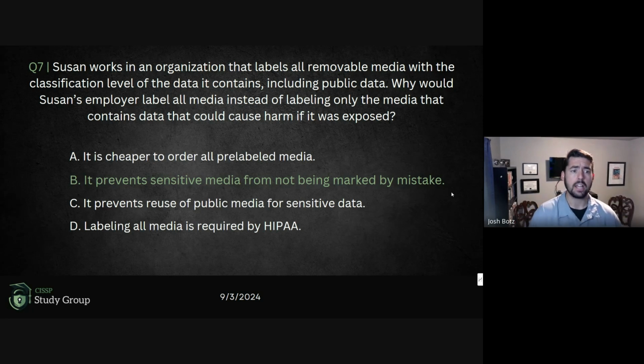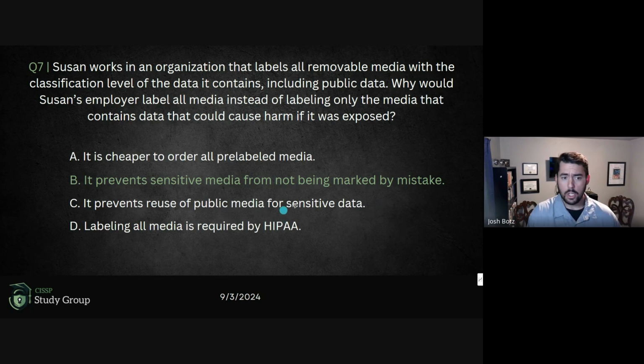And that's exactly right. If we had something that was not labeled, who knows what's on it? Did we just not label it yet? Did we forget to label it? If either of those two things are true, then we don't know the classification level of the data that's actually on there. A huge mistake. So we always want to label it, even if it's at the lowest level.